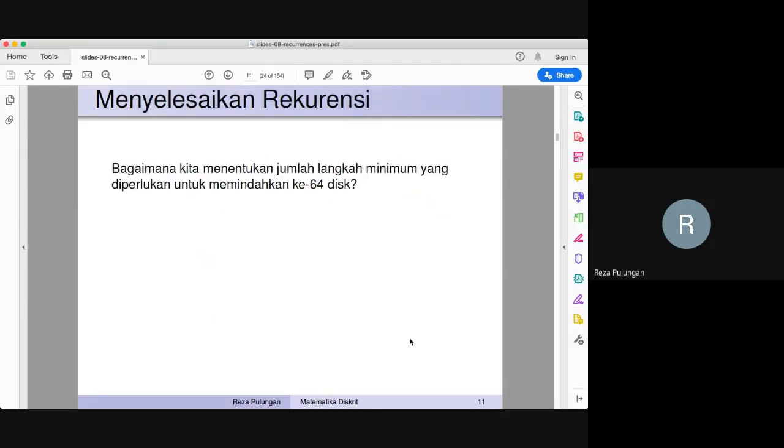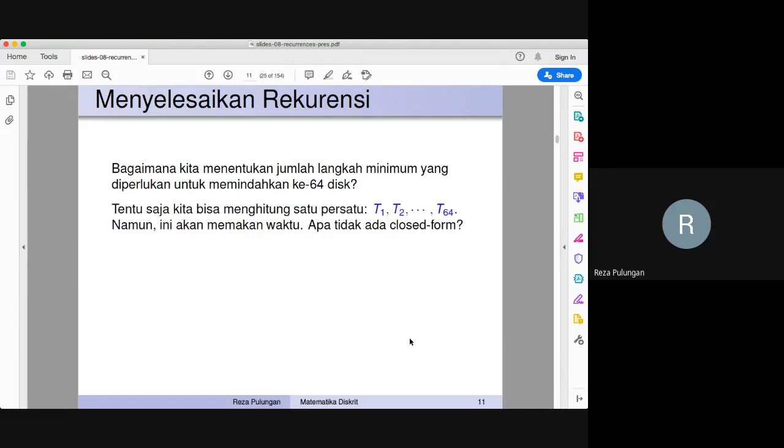Now, let's continue. How do we solve this recurrence and find, for example, the number of steps that you need to move 64 disks? Of course, you can compute it yourself, starting from T1, then T2, then T3 and so forth until T64. You can even program this on a computer. This is easy, but it takes a long time because you have to do recursion, looping, and perform this computation.